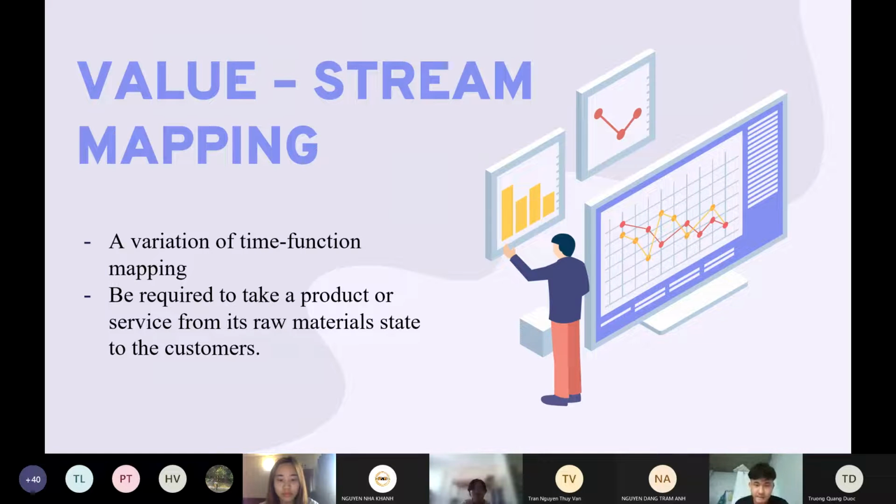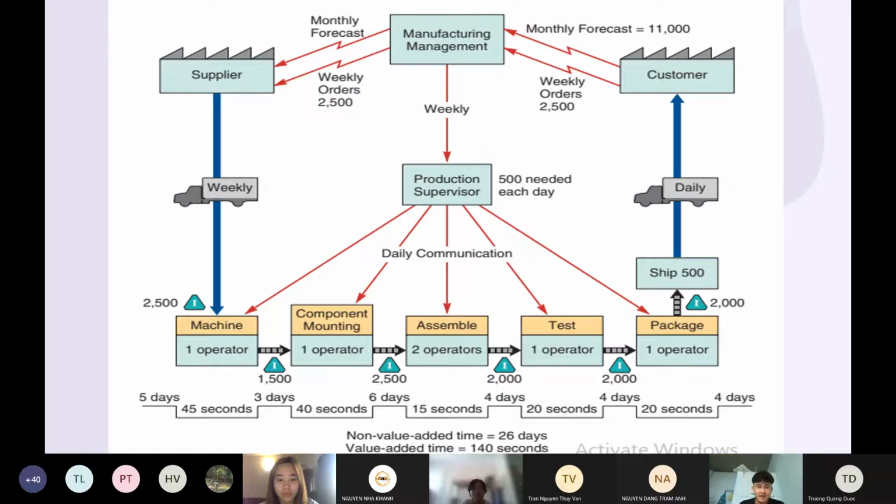Move on to the next slide, please. And this is the example. It also includes the management decisions and information systems that support the process. You can see the monthly forecast is 11,000 sales per month. Once you understand how the order will be processed through manufacturing, and to fully understand the process from the customer and supplier, this company prepares a value stream map.